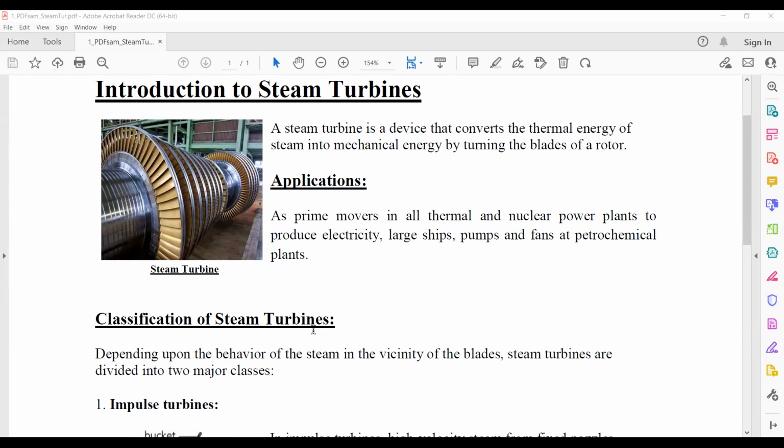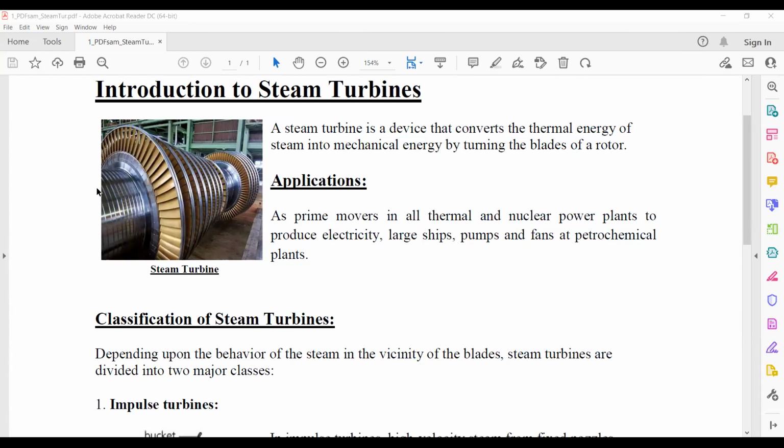Now let's see some theory part from this PDF also. That is the introduction to the steam turbines. A steam turbine is a device that converts the thermal energy of steam into mechanical energy by turning the blades of the rotor of the turbine. So see here the pic. This is a pic of the actual turbine with an arrangement of blades of different diameters. See here, the diameter is different.